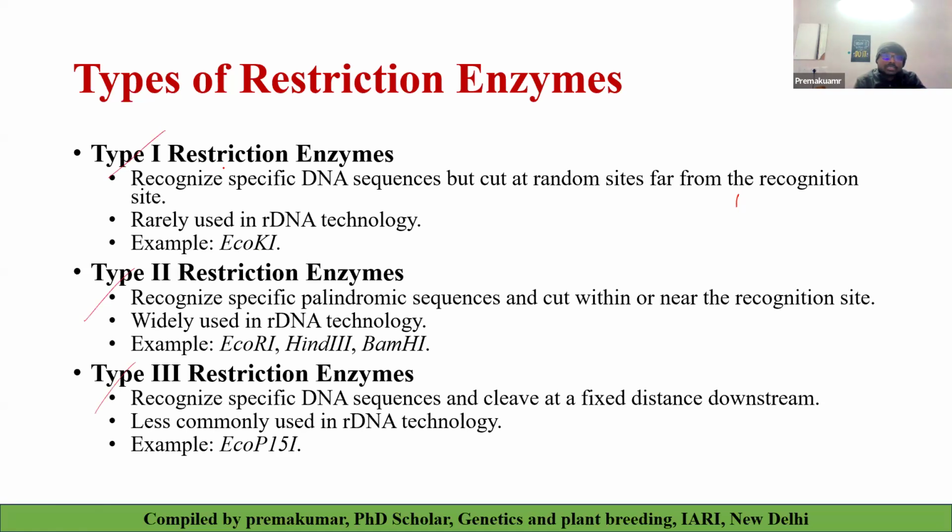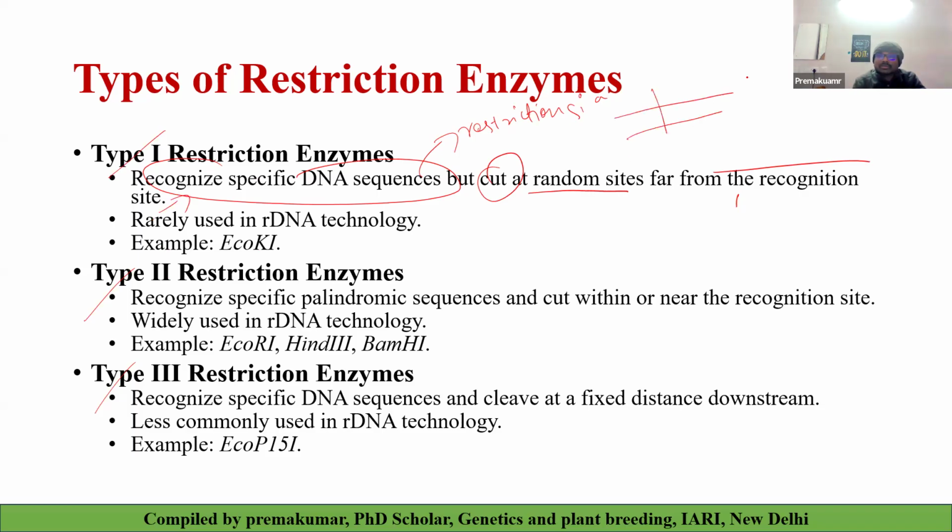Type 1 recognizes the specific DNA sequence that is called the restriction site, but cuts at a random site far from the recognition site. Like it will introduce the break away from the recognition sequence. You know what is the recognition sequence? What is the character of a recognition sequence?